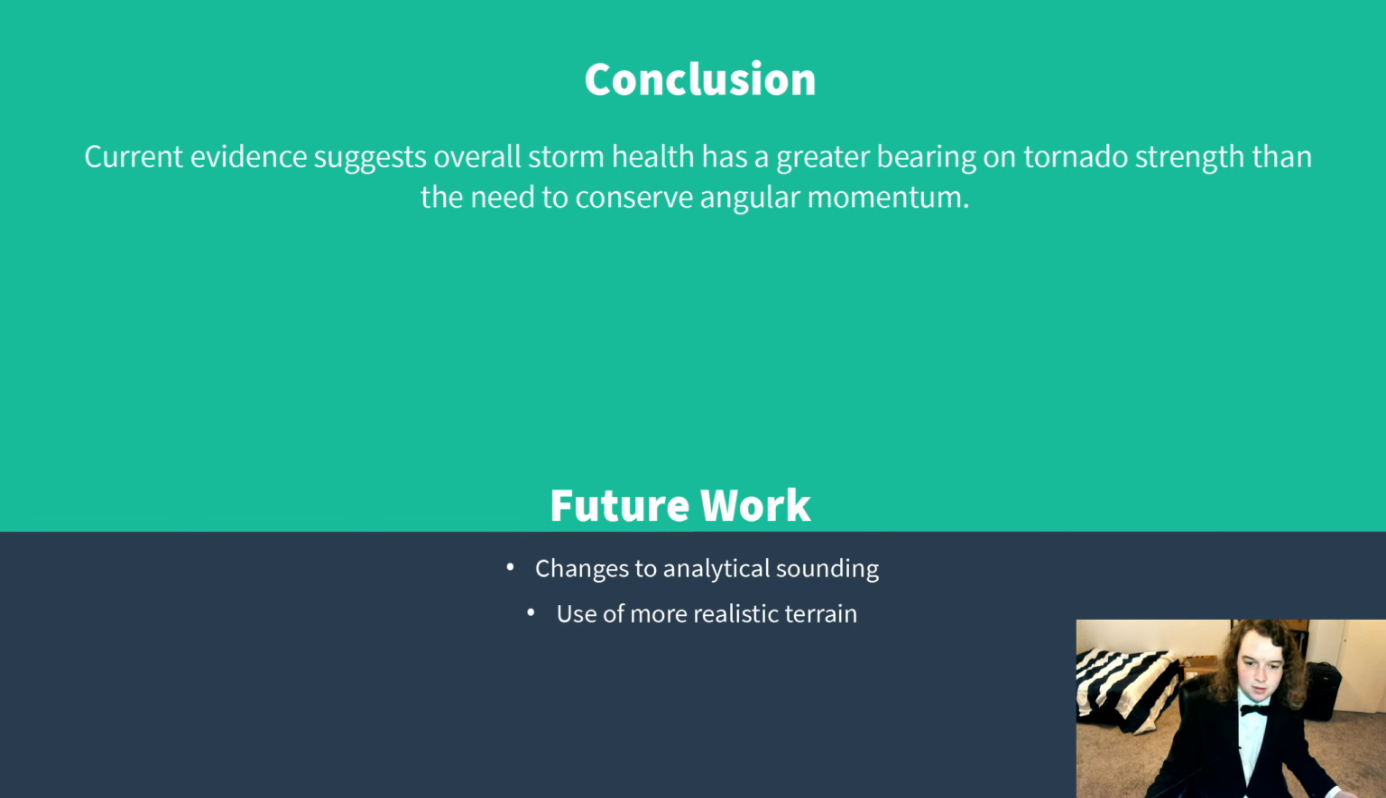However, there is still work we can do. We can make some changes to the analytical sounding, changing things like atmospheric instability, and we can use some more realistic terrain as well. The Spearfish Canyon tornado went over more of an M-shaped hill, so that's something we could set up in later runs.